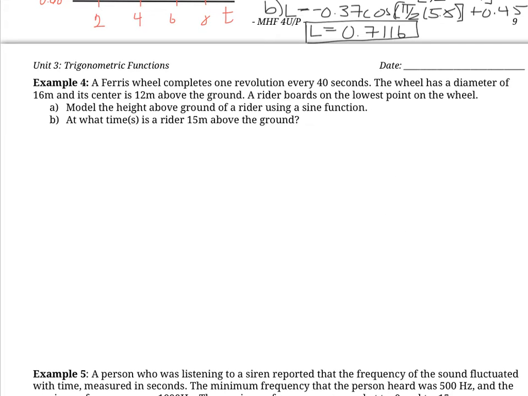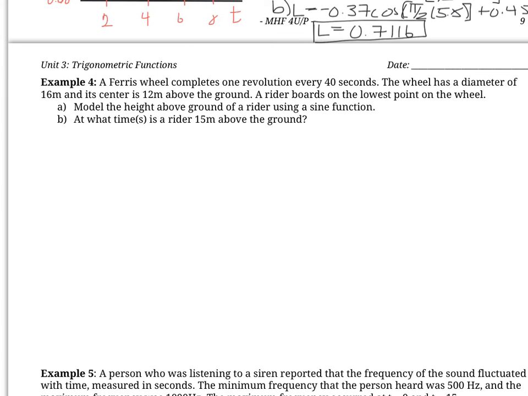Let's try another example. This question is about a Ferris wheel, and it says at what times is the rider 15 meters above the ground? Part A says to use a sine function specifically to model the function. So we will do that. However, we don't need this prompt right here, because if we have to figure out a certain time or a certain height, then we need an equation. So we can even just focus on B.